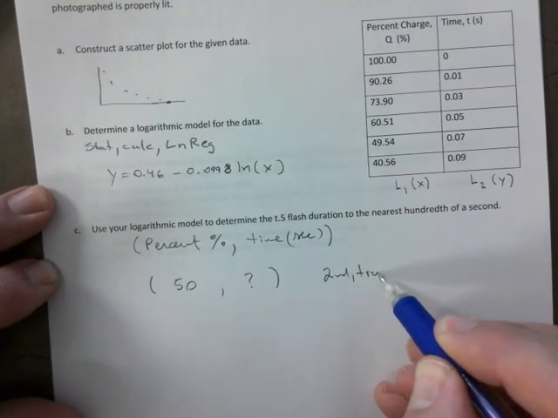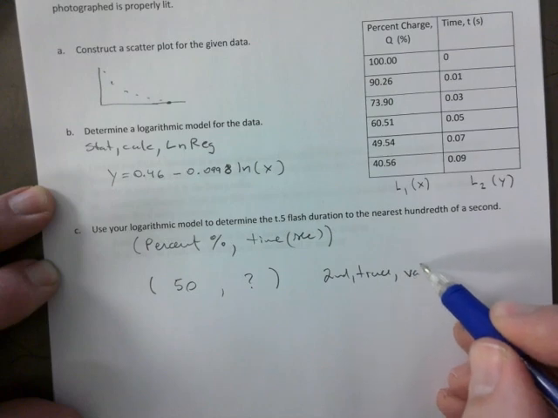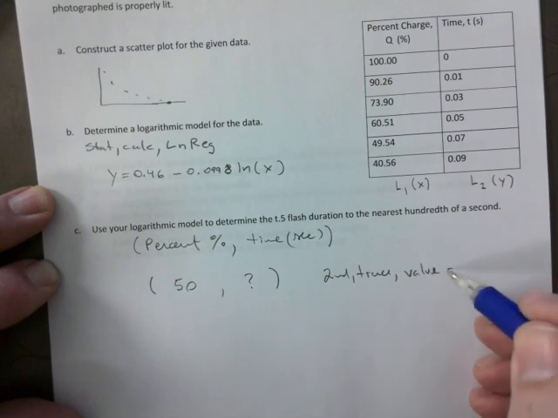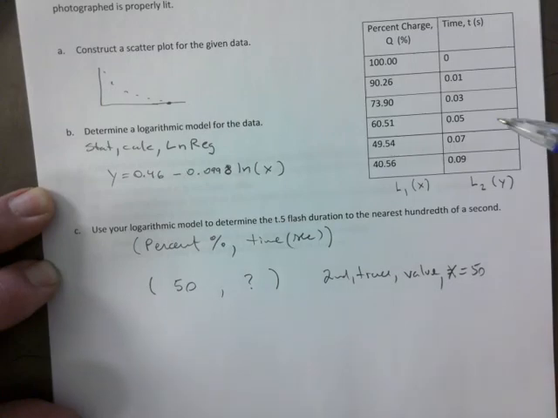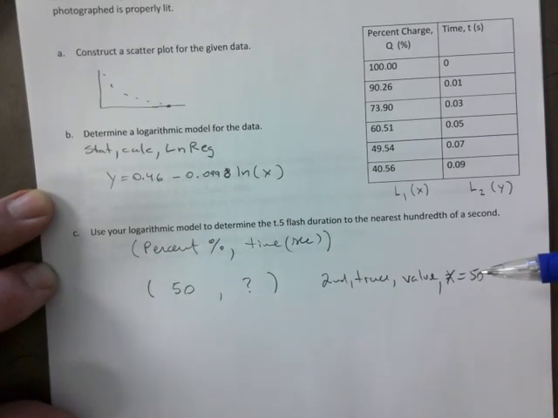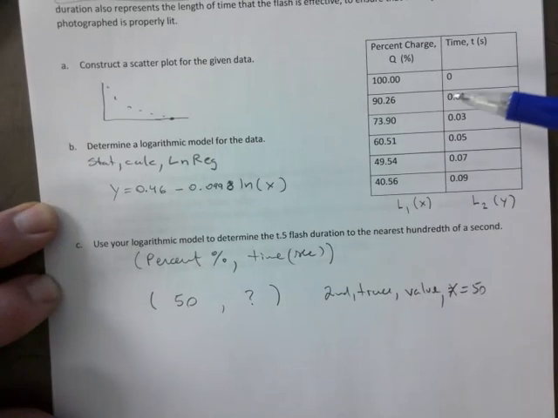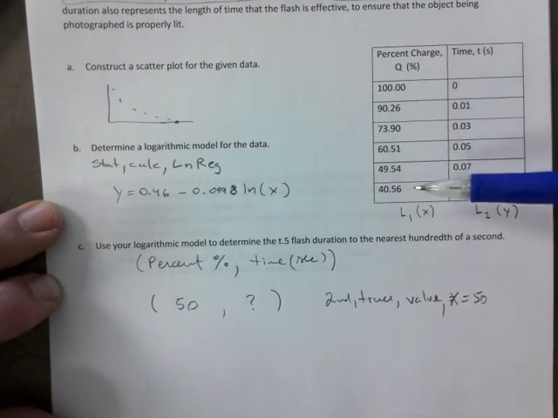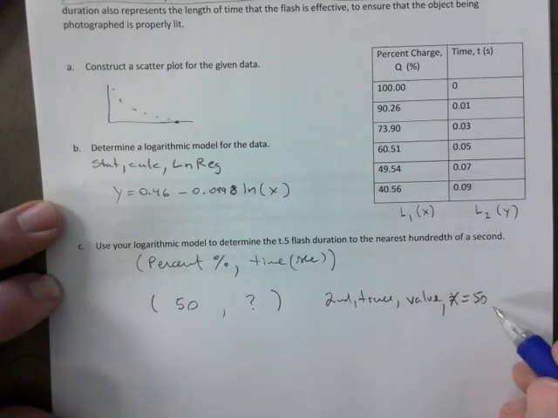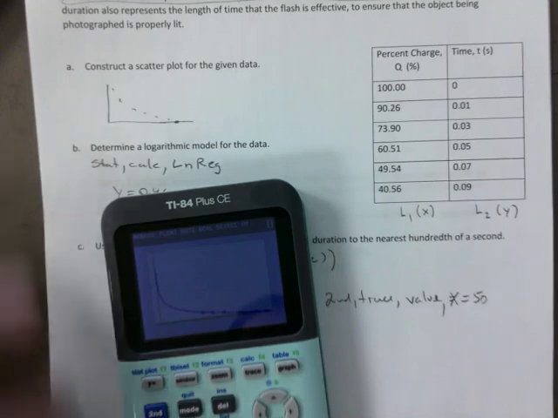Second, trace, value, and x is equal to 50. And how do I know I can use 50 and not 0.5? Because I go up here and everything is as a percent, right? These are percentages, so no need to divide by 100 to get this. So let's figure that out.